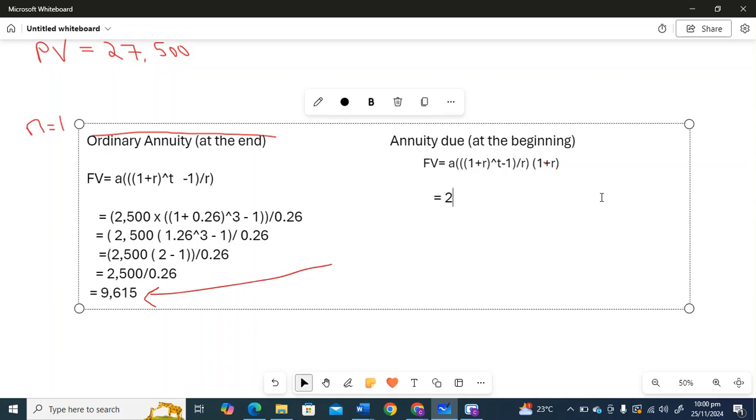So A is still 2,500, open brackets, 1 plus 0.27 to the power 3, since it's after 3 years, minus 1, close brackets, divided by 0.27, and all of this multiplied by 1 plus 0.27.